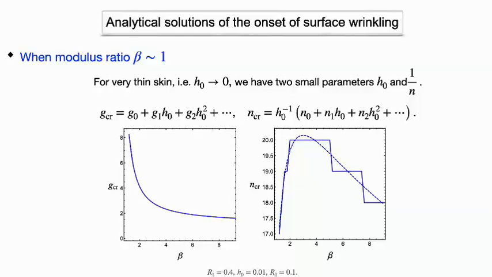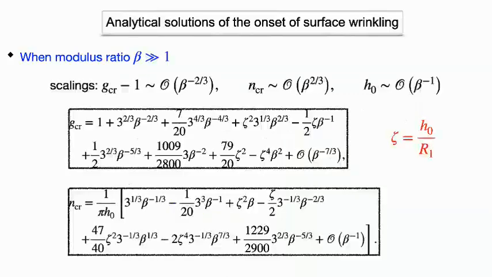So this is a very important insight. And also for this case, similarly, we have these scalings. We can derive, actually you can have the same scalings. The critical growth minus 1 is of this order, and we know that the wave number is of this order. It's large, and H0 is small, of this order, and we can derive this.